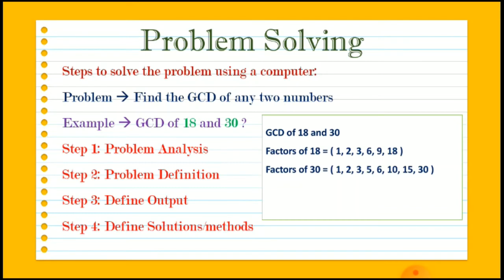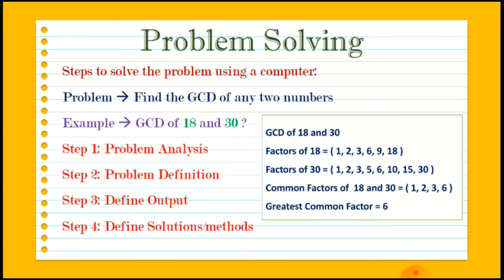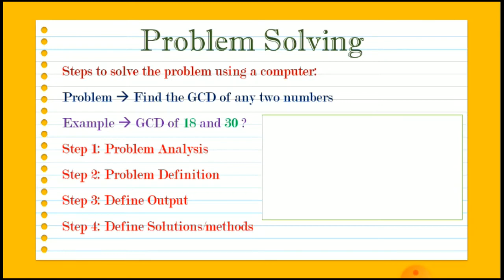Now you have got the factors of 18 and 30 separately. Now find the common factors. So the common factors are 1, 2, 3 and 6. After getting the common factors, find out the greatest factor from the common factors. So 6 is the greatest and 6 is the GCD of 18 and 30. Now we will see another method.